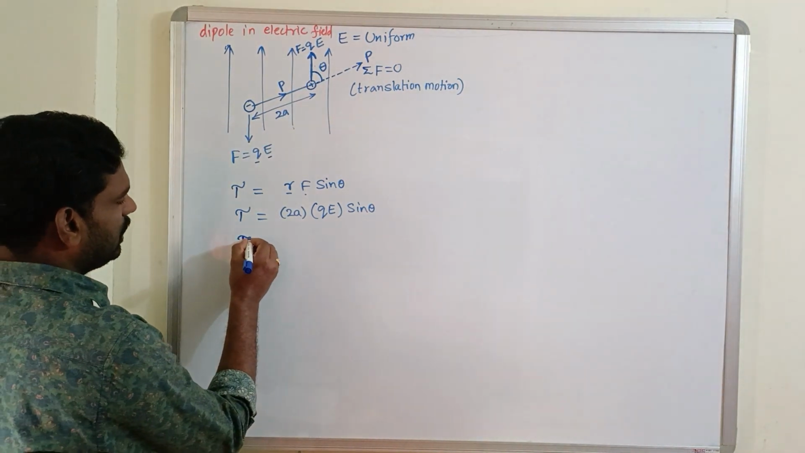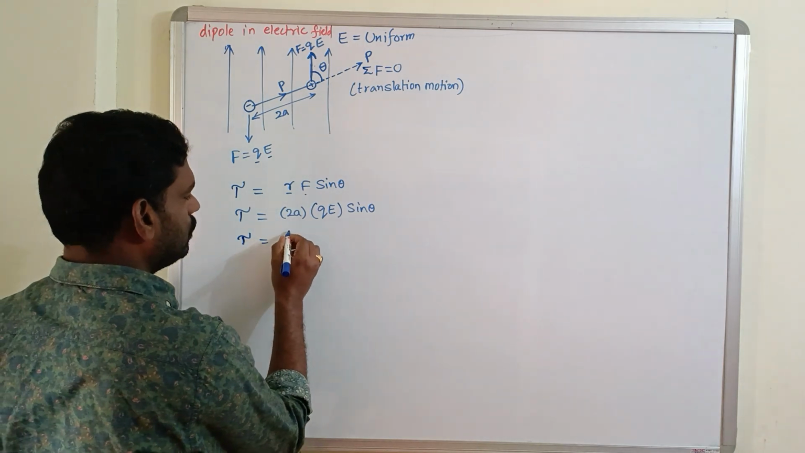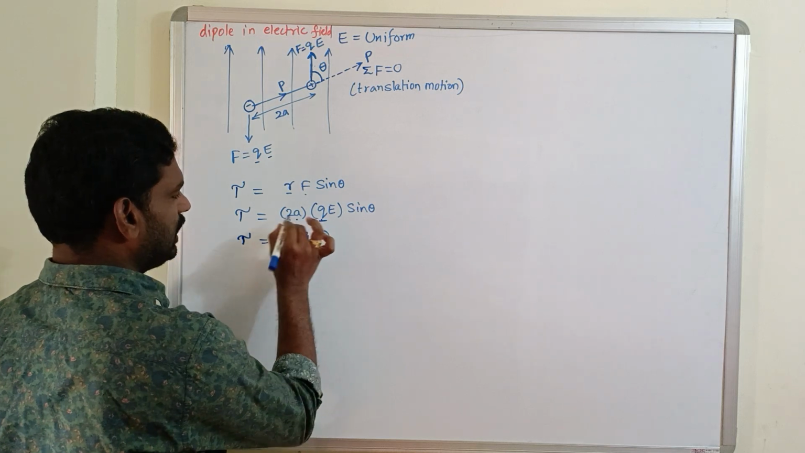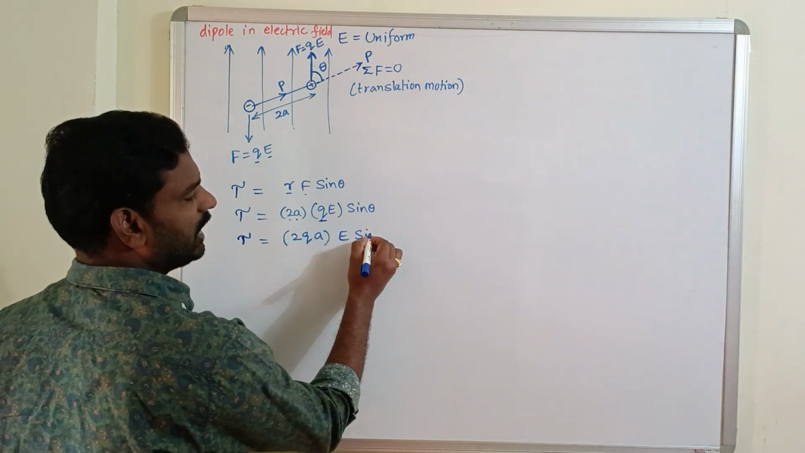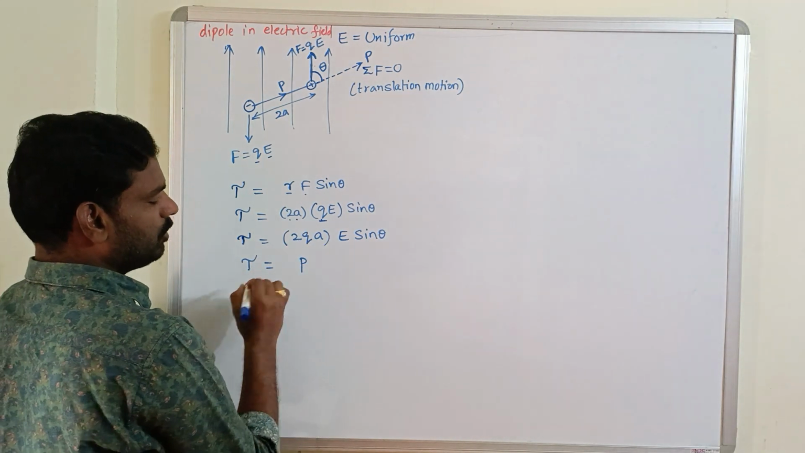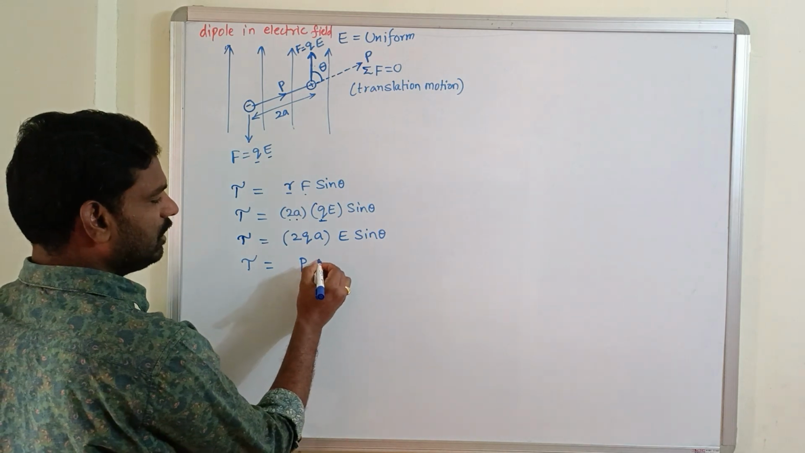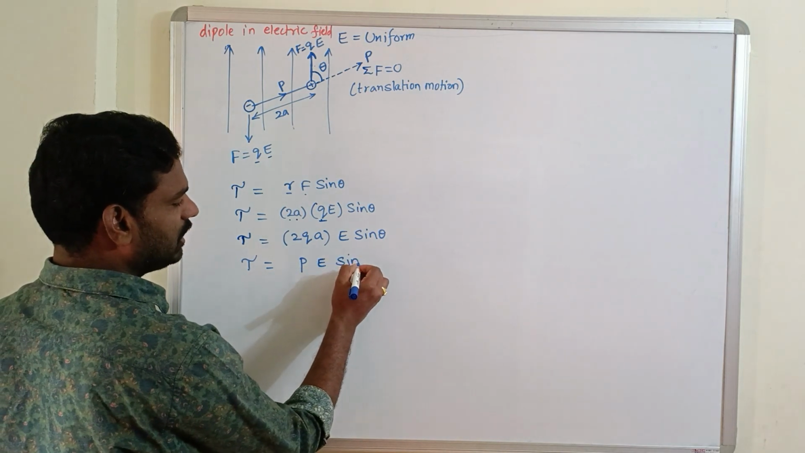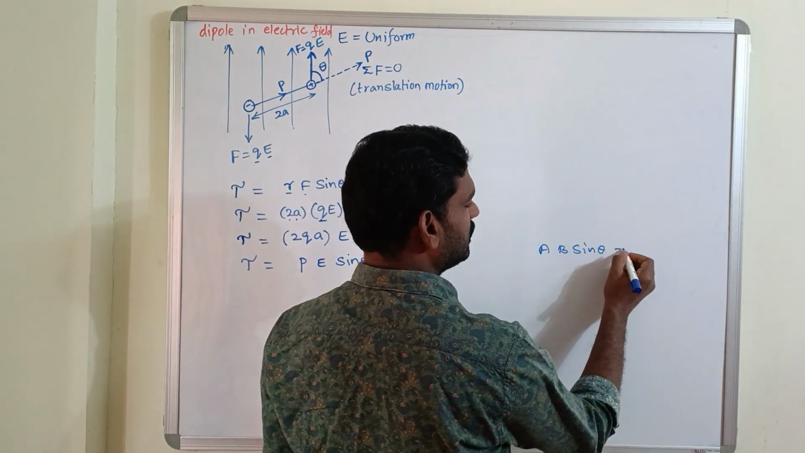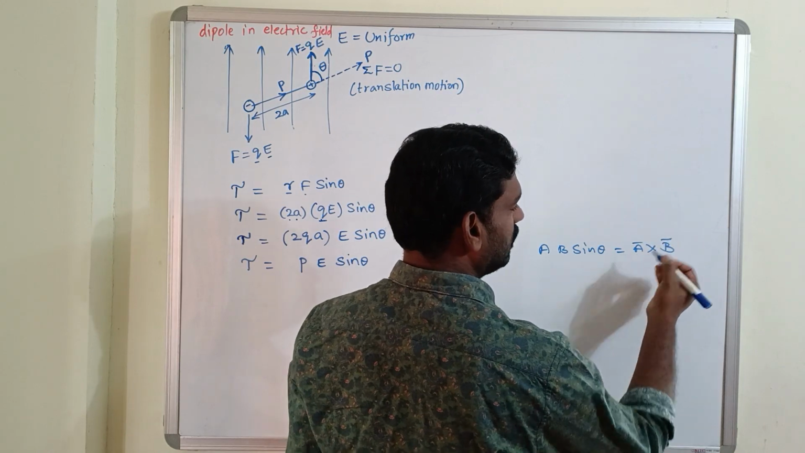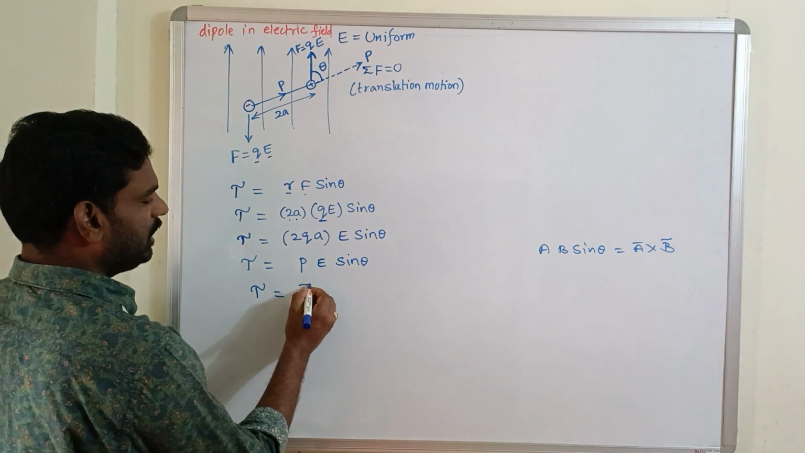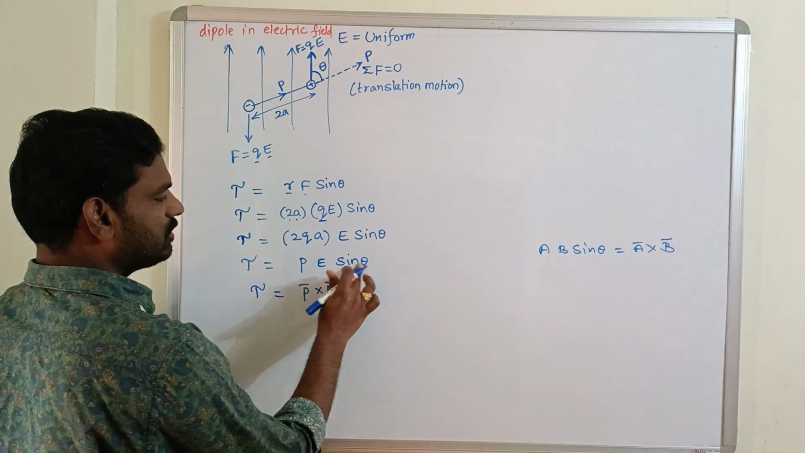Okay, so now torque is equal to 2qa into E into sine theta. That is nothing but torque is equal to 2qa, which is the dipole moment P, into E into sine theta. P E sine theta. We can write AB sine theta as A cross B. P E sine theta can be written as P cross E. Magnitude is P E sine theta.